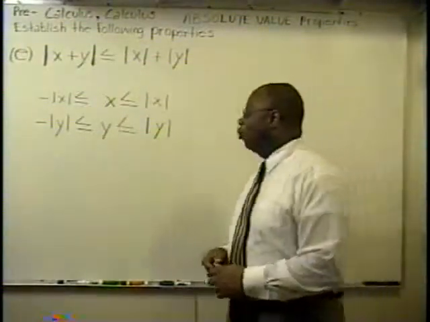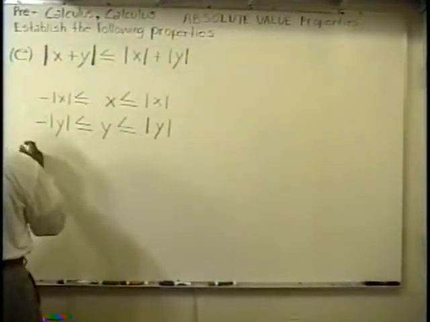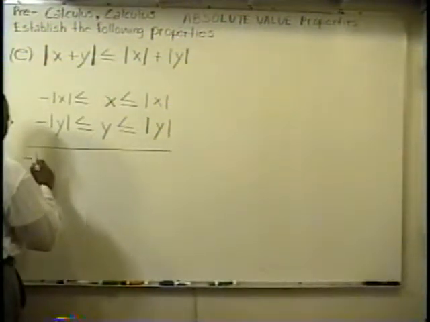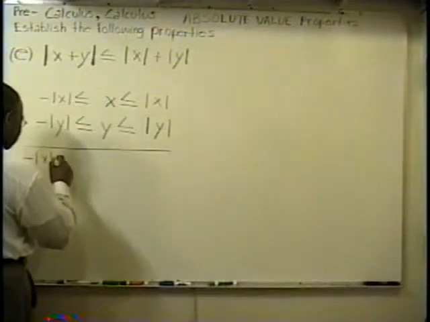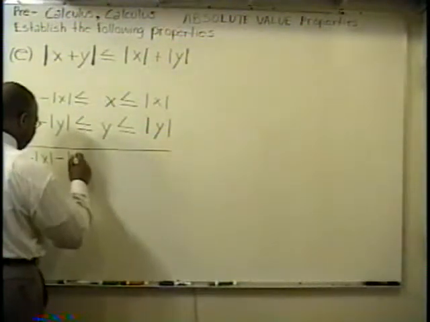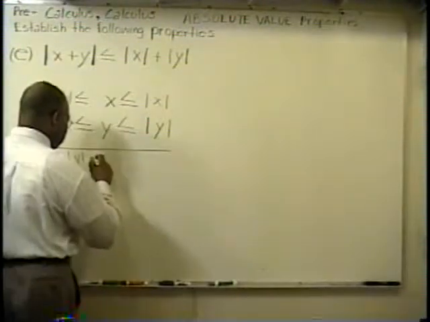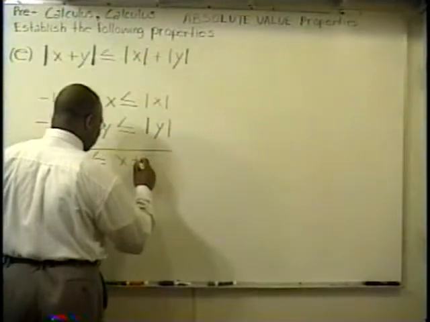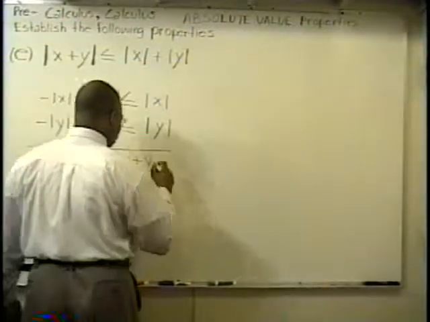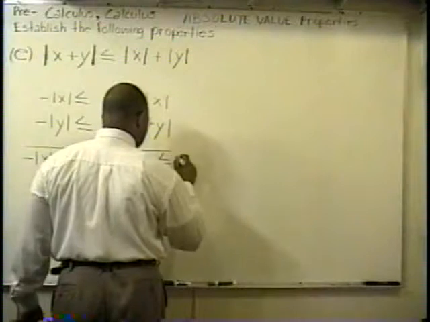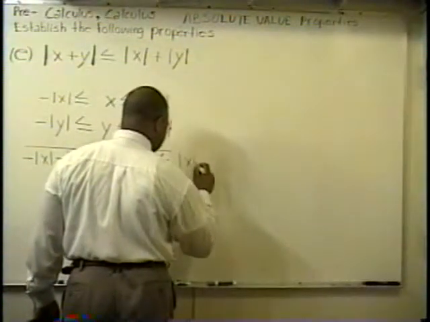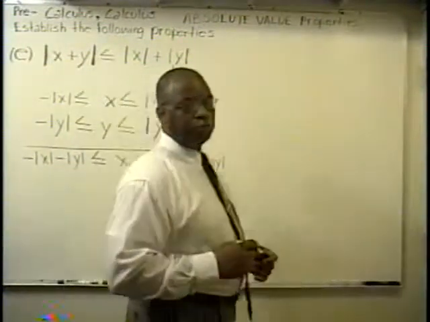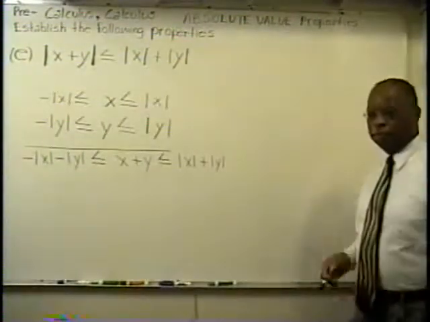Very good, yes. We're going to add these two statements together. So, here is what I have. Adding them together. So far, I have minus the absolute value of X minus the absolute value of Y is less than or equal to X plus Y, which is less than or equal to the absolute value of X plus the absolute value of Y. We are one step closer.